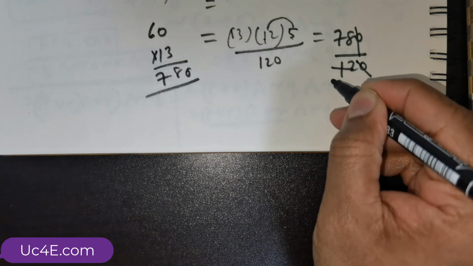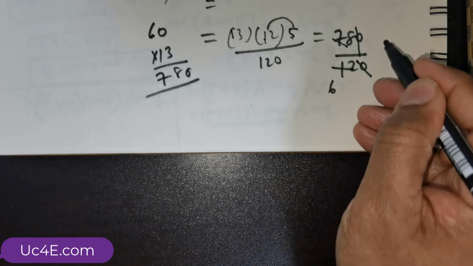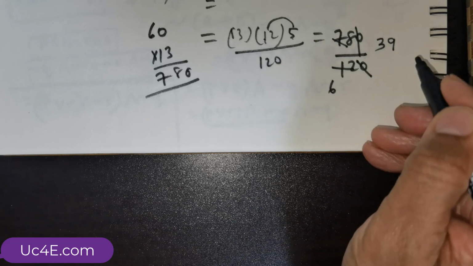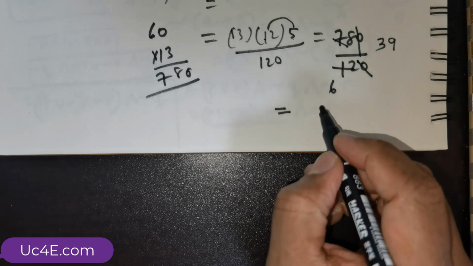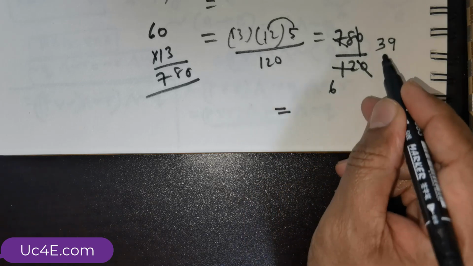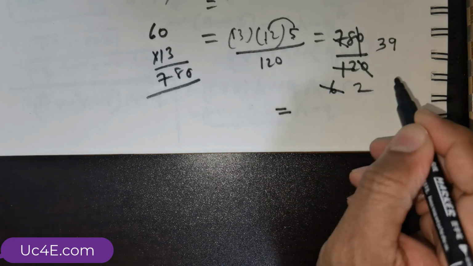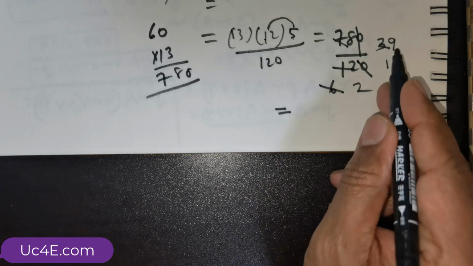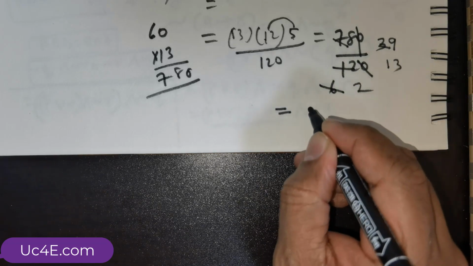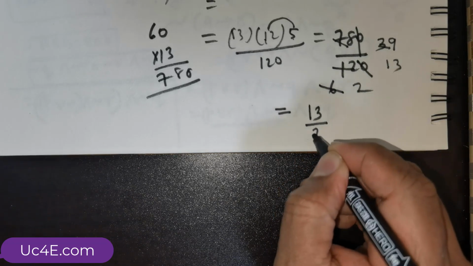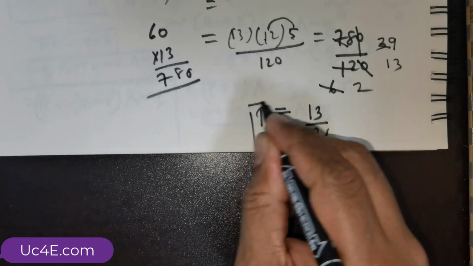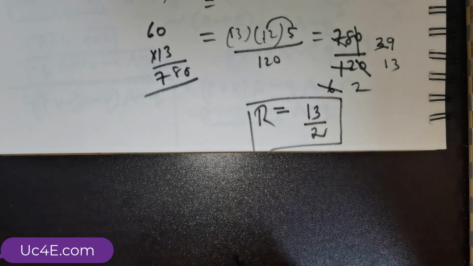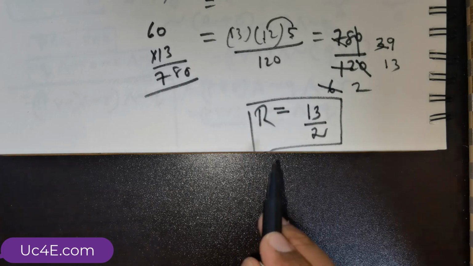2 divides 12, 6 times. 2 divides here 6, 39. So you have a quantity of 39 over 6. 3 divides here 2 times, 3 divides 1 time, and 3 divides 9 3 times. So you have 13 over 2. This is my value for R, and that's the solution for this question.